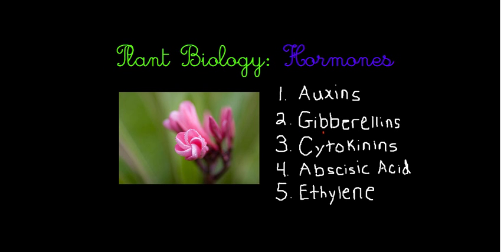So in this video today, we are going to be talking about the five major hormones that are inside a plant. So we have auxins, gibberellins, cytokinins, ascorbic acid, abbreviated as ABA, and then we have ethylene, and the form that we're going to be talking about is ethylene gas. So let's dive right in with auxins.